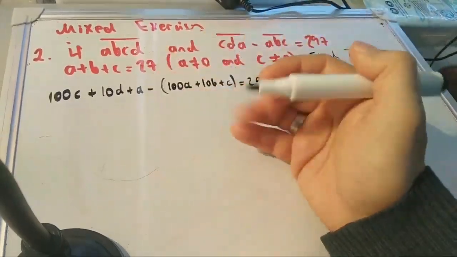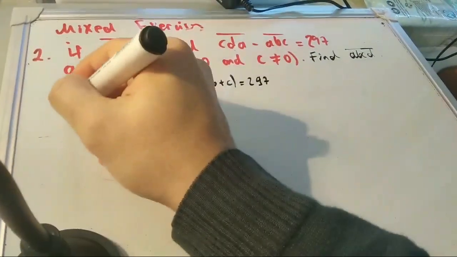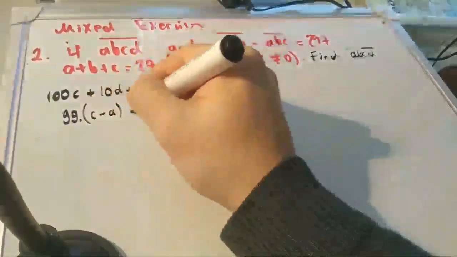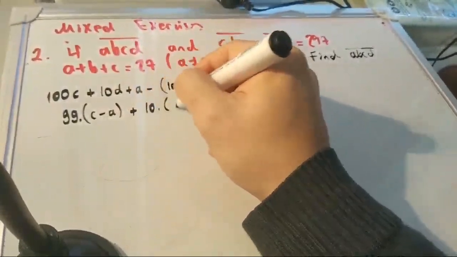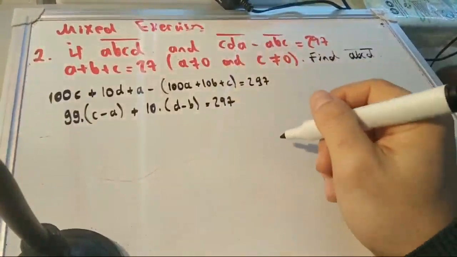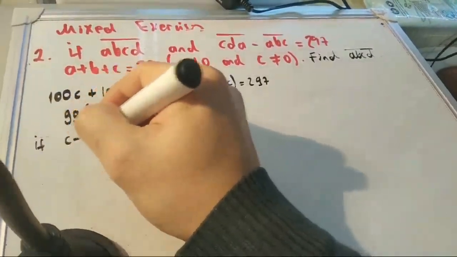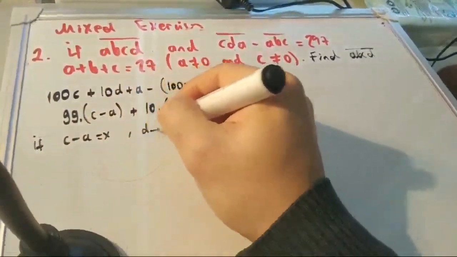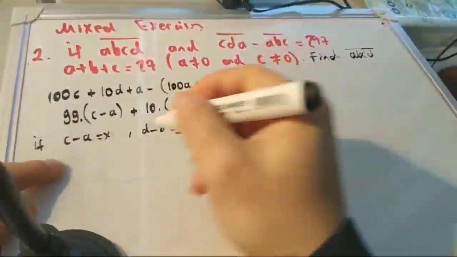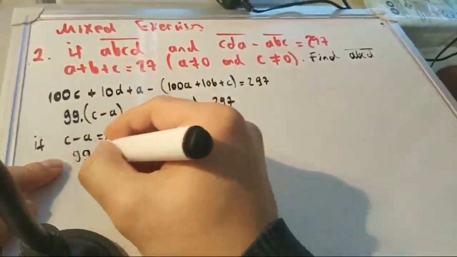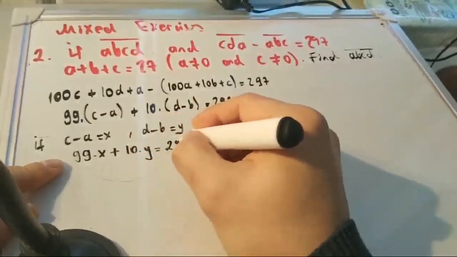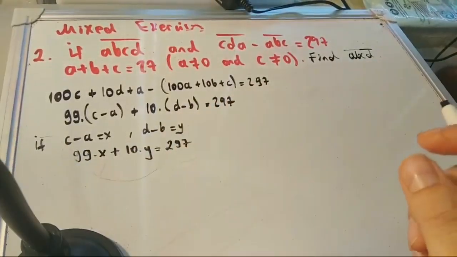And let me write directly. I will simplify it. We will get 99 times C minus A plus 10 times D minus B is equal to 297. So if we say C minus A is X and D minus B is Y, we can change it. We can write instead of that 99 times X plus 10 times Y is equal to 297.